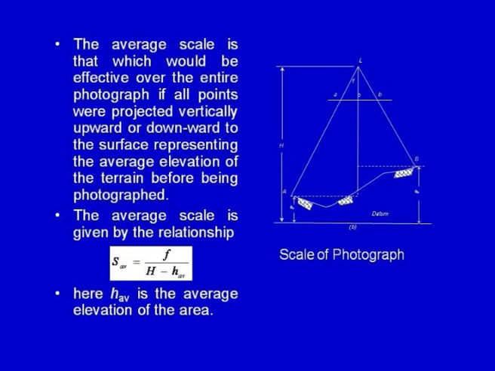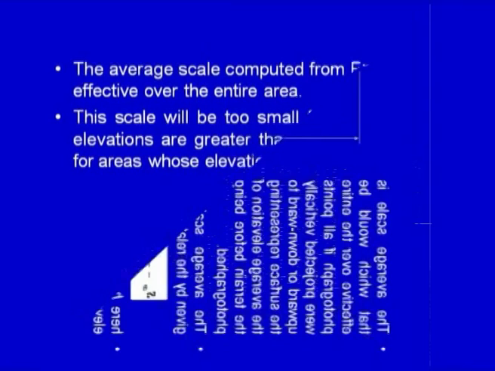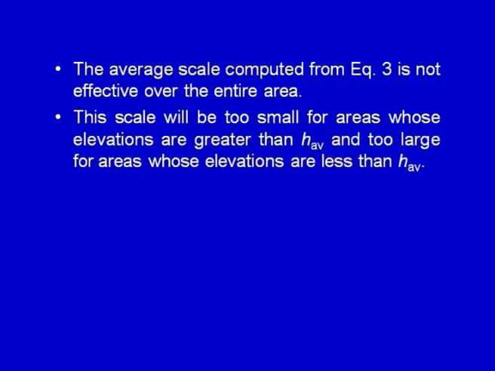The average scale is given by the relationship S_AV equals small f divided by (capital H minus h_AV), where h_AV is the average elevation of the area. The average scale computed from this equation is not effective for the entire area. This scale will be too small for areas whose elevations are greater than h_AV and too large for areas whose elevations are less than h_AV.